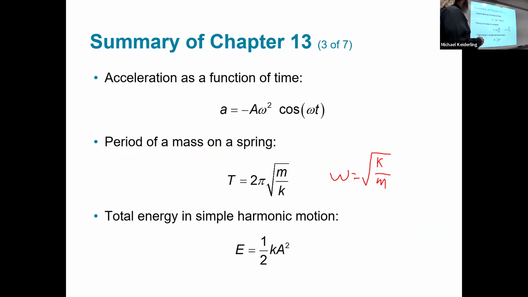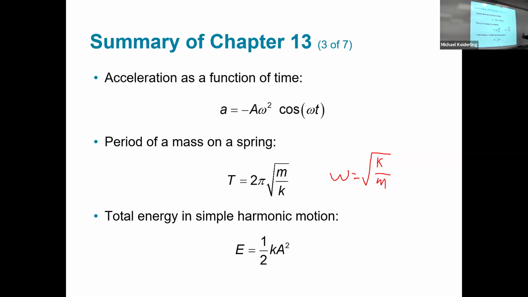Acceleration as a function of time is minus amplitude times omega squared cosine omega t. For a mass on a spring, the period ends up being 2 pi square root of m over k, because omega squared equals k over m. Because mass times acceleration is minus k times x, and so minus k over m equals minus omega squared.